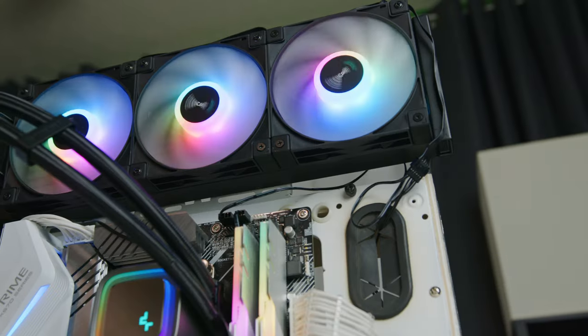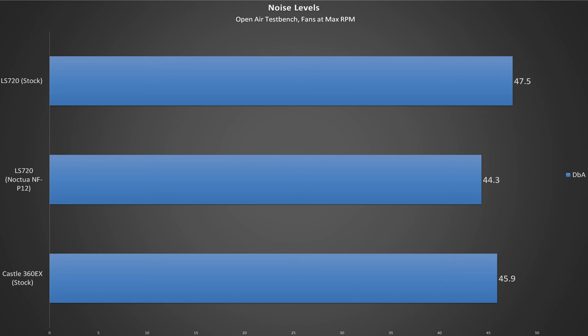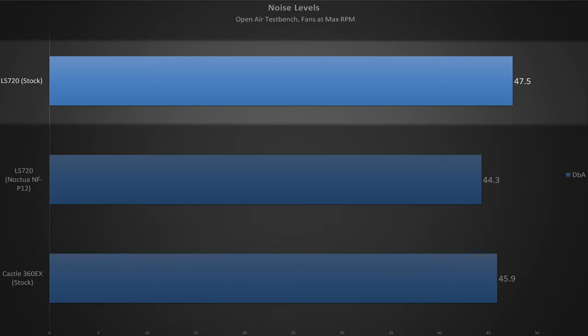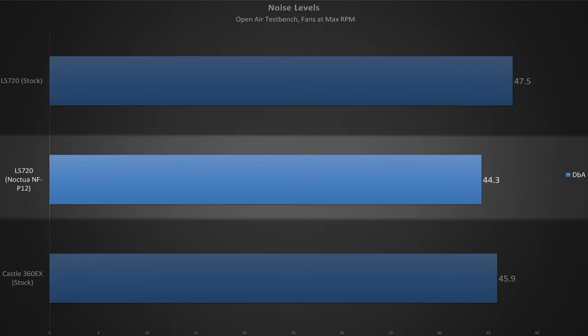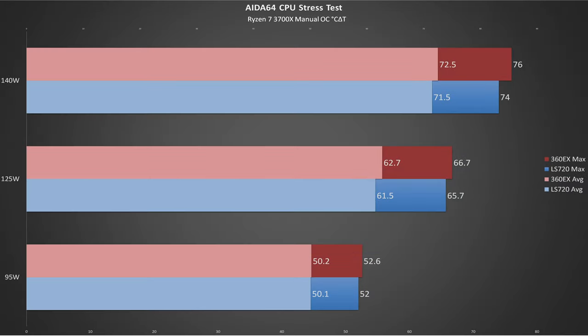We'll see, but the first thing I noticed, with over 2200 RPM fans, this AIO was kind of loud. It measured 47.5 dBA above background. This compared to 44.3 dBA for the fan normalized test and 45.9 dBA for the Castle 360 with its 1800 RPM fans. Now let's take a look at the thermal performance.